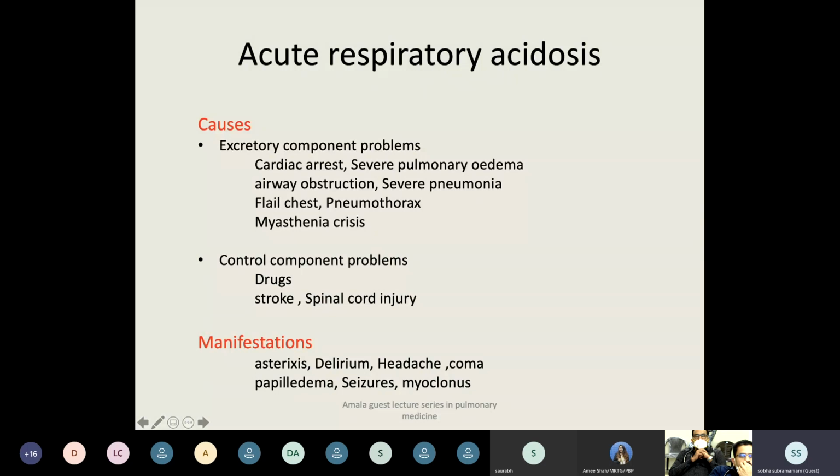And the manifestations: delirium, varying stages of stupor and coma. Patient may complain of headache. They can have asterixis, papilledema. They can also present with seizures and myoclonus.